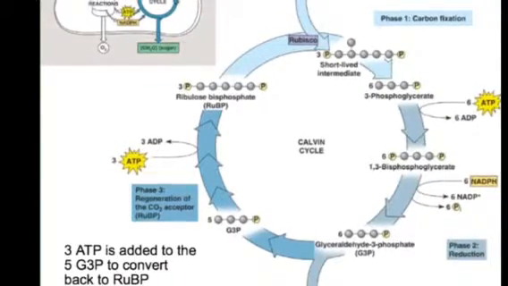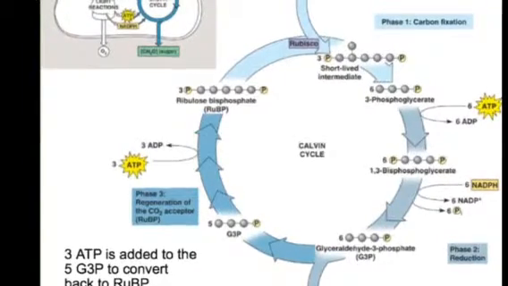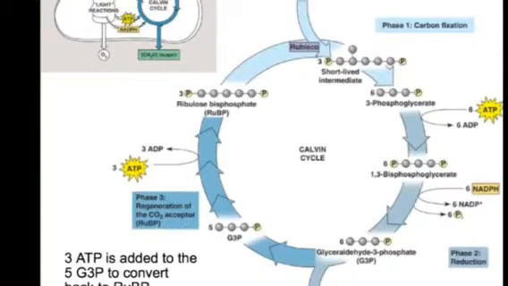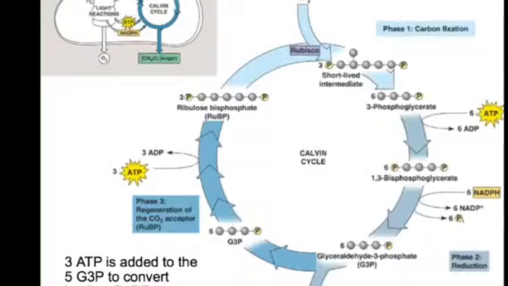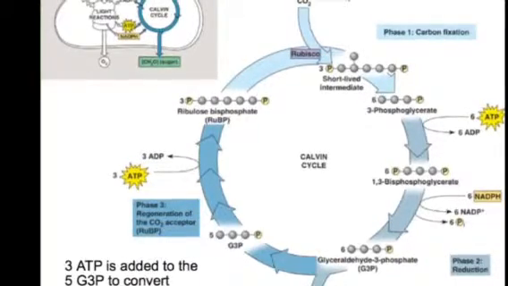Each PGA adds a P from ATP, reducing ATP to ADP, and creating 6 bisphosphoglycerates. Then 6 NADPH come and remove the phosphate. The molecule reconfigures to form 6 G3P.